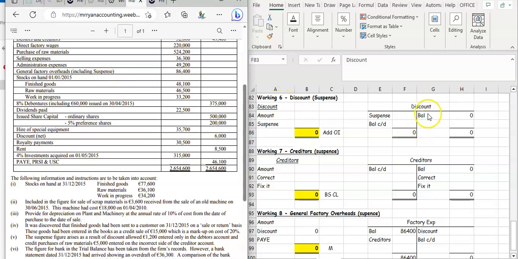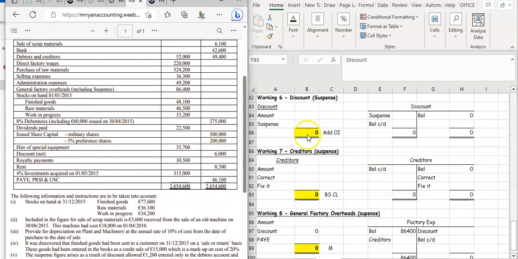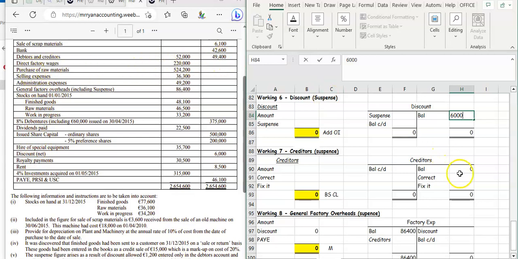So the first thing, we're going to draw 3 T accounts, one for the discount, one for the creditors, and one for the factory expenses. And we're just going to put the balances in for each one of them, depending on what side of the trial balance the balances are on. So our discount balance is 6,000 on the credit side. For our creditors, we have 49,400 on the credit side. And for our general factory overheads, 86,400.